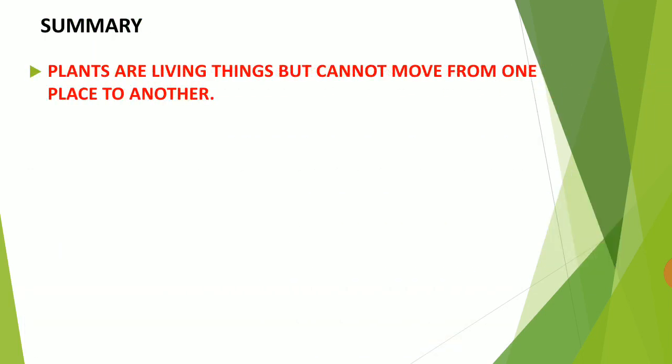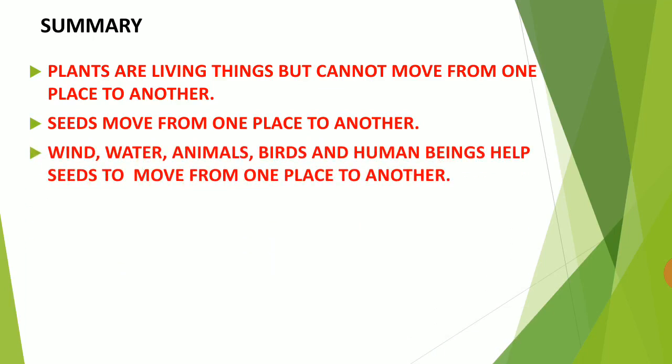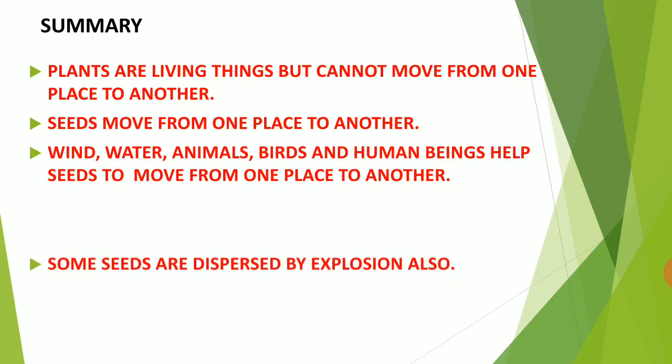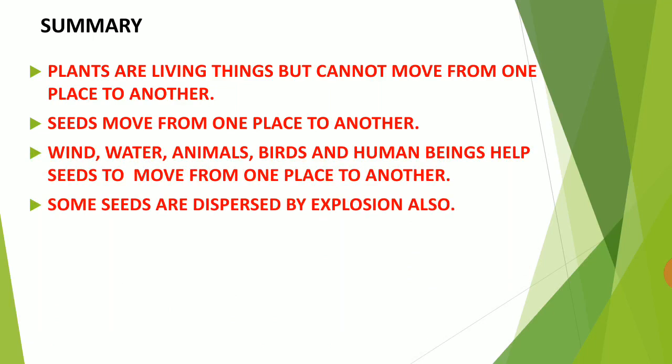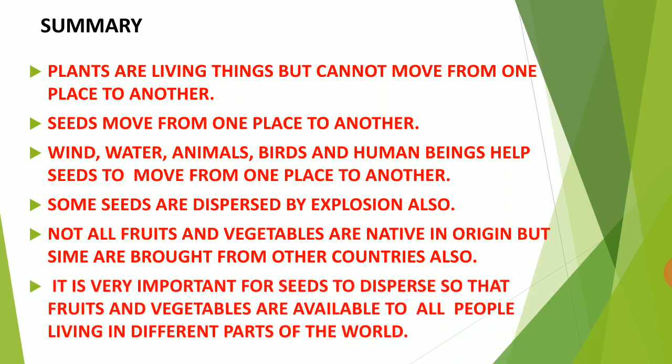Summary. Children, you have read in this part that plants are living things but cannot move from one place to another. Seeds move from one place to another. Wind, water, animals, birds, and human beings help seeds to move. Some seeds are dispersed by explosion also. Not all fruits and vegetables are native in origin, but some are brought from other countries also. It is very important for seeds to disperse so that fruits and vegetables are available to all people living in different parts of the world.